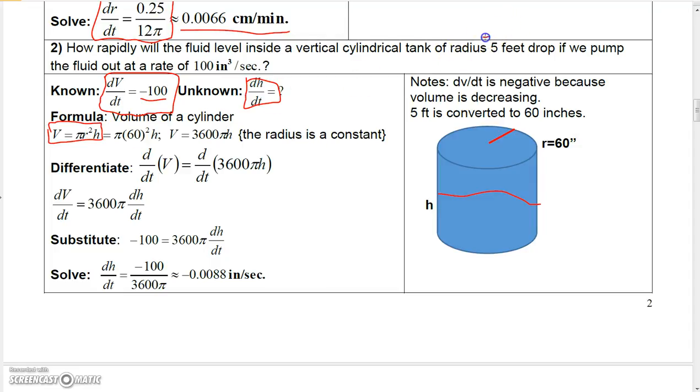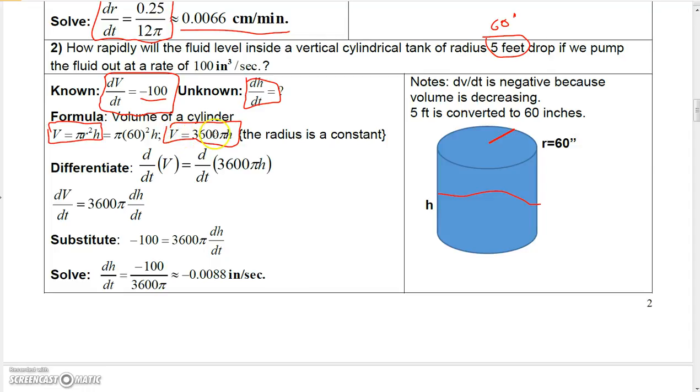Now be careful, because the R is given as 5 feet, but this is given in inches. So we need to convert 5 feet to inches. So 5 feet would be 60 inches. So I'm going to put 60 in this formula for R. So I get pi times 60 squared. So that's 3600 pi times H. So this would be the relationship that I have between volume and height.